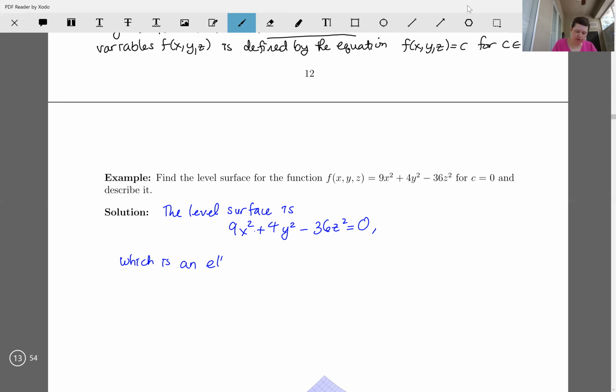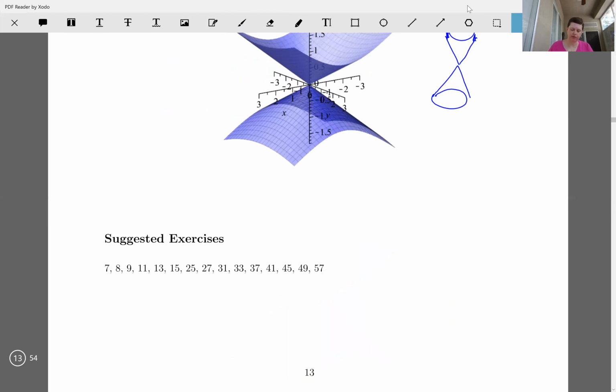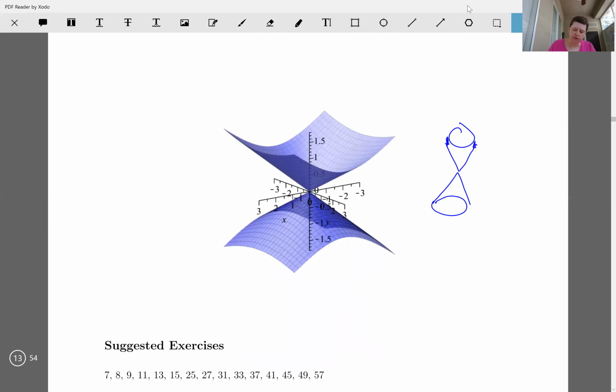Which I took the liberty of graphing for you in Maple, just so you can see it. It's not the perfect graph of a cone, right? Because Maple doesn't like to do perfect graphs of cones, but just pretend that it looks something like this. All right, I'm going to stop here, but next time there are some suggested exercises, of course, and we're going to talk about limits and continuity. So have a great day.